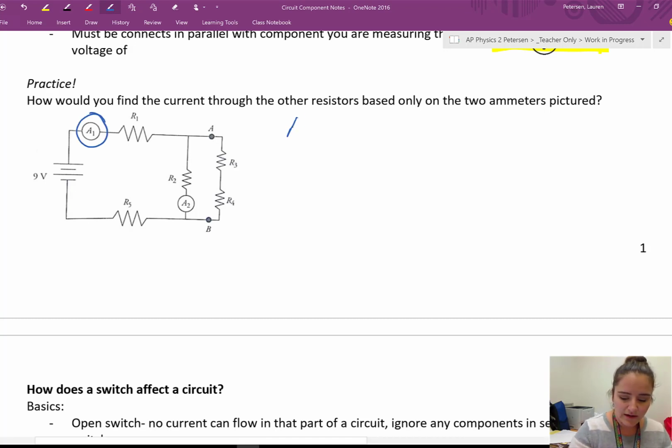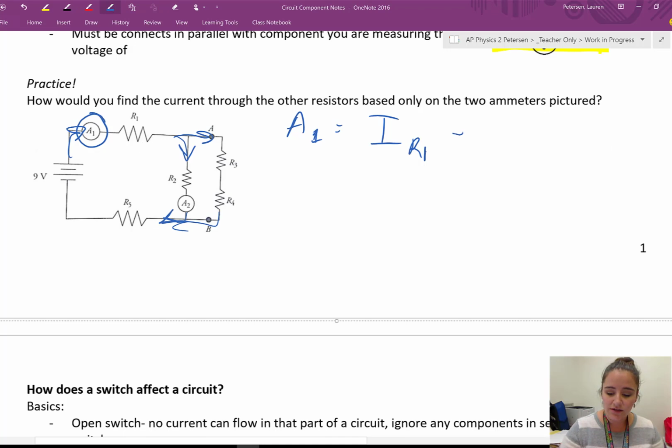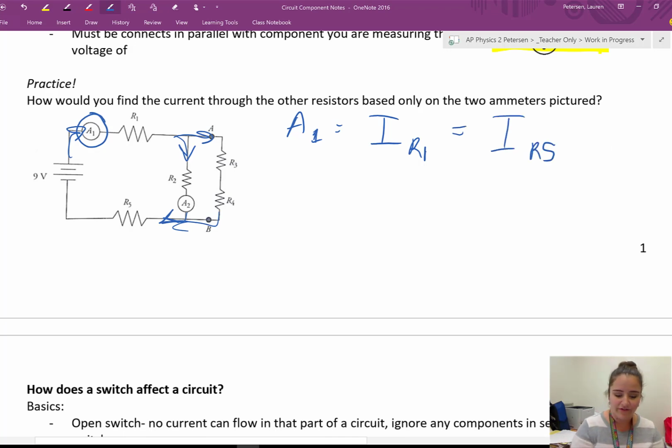Okay, A1 is going to be measuring the current through R1, okay? Now, because that's the current coming out of the battery, that current is going to split off through these two paths and then come back together. So we know that is also going to be the current flowing through R5, okay? Through this one. Now, A2 measures the current flowing through R2.